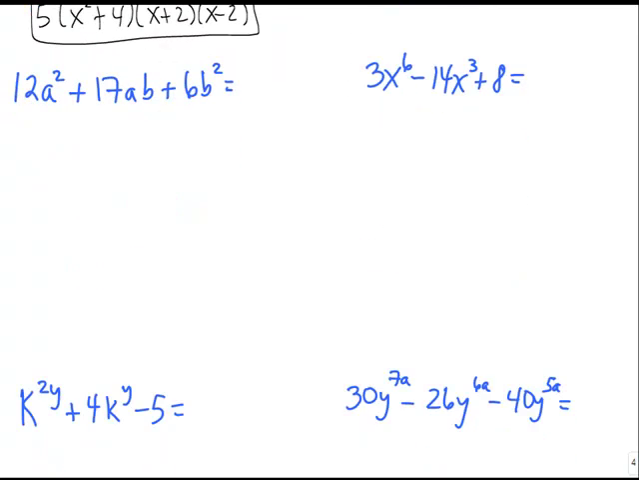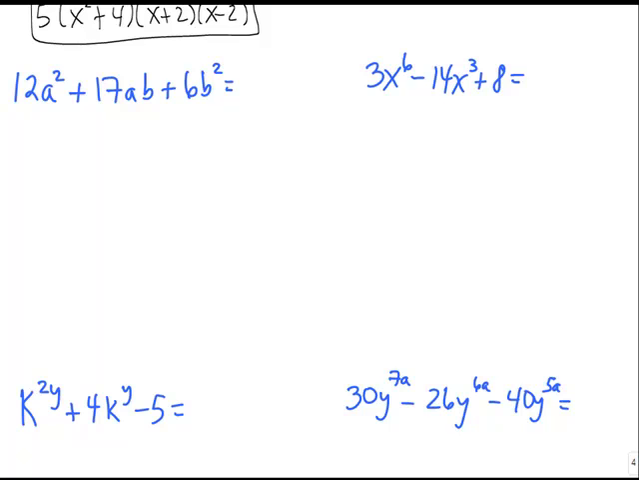Okay, let's look at the next example. 12a squared plus 17ab plus 6b squared. Always, always, always check for a GCF first. Unfortunately here we don't have one because 17 is prime, so 6 and 12 or any factors of those aren't going to divide into it. So we don't have any GCF to pull out.